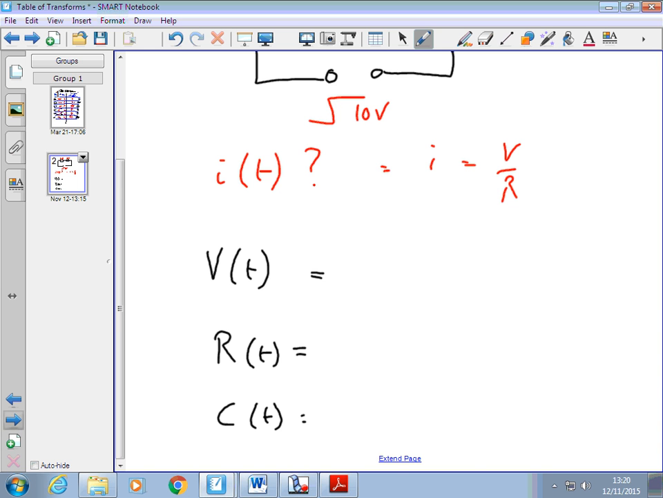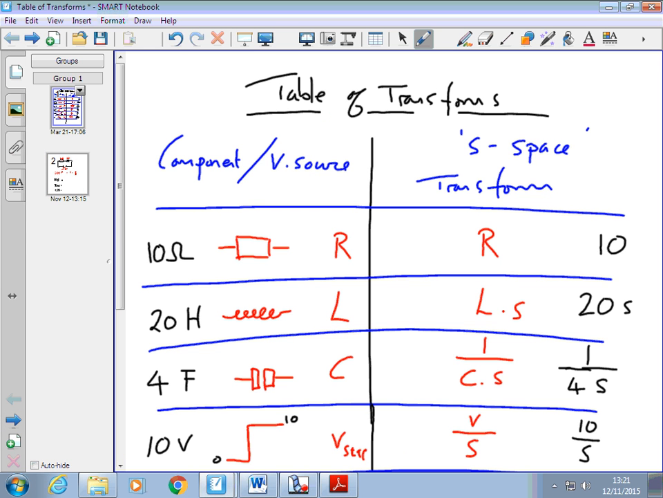So from our table, we have the resistance. Say we had a resistance of 10 ohms. What happens to the resistance? In S space, it is exactly the same. R stays as R, so a 10 ohm resistor stays as a 10 in S space. A capacitor, though, becomes 1 over C times S, where S is this S space. So if I have a 4 farad capacitor, this becomes 1 over 4S. So we just use our table to transfer this into this new thing called S space.